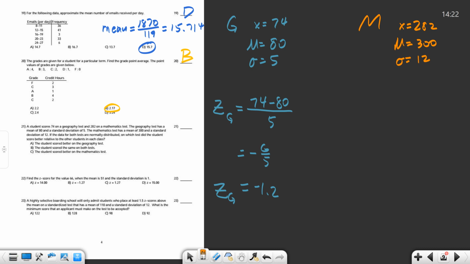So again, the greater z-score is going to be the one that did better, because they're going to have done better compared to their classmates, and this is a normal distribution, so we can use this. So again, the z-score for math, if we do x, which is 282, minus mu, which is 300, over sigma, which is 12, I believe it's going to be negative 18 over 12, which is negative 1.5.